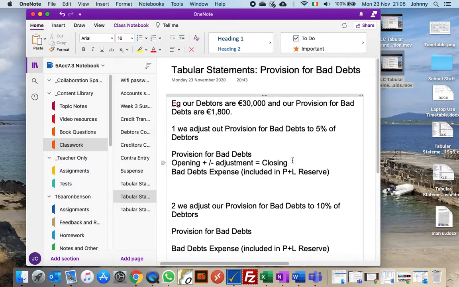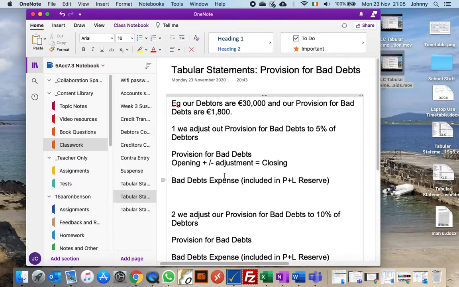Okay, so how does that work out in this case? So we have an opening provision of 1,800. We need to look at what our closing figure is going to be, and then we'll be able to work out what our adjustment is. Okay, so if I have a look at this, we want to adjust to 5% of debtors. So that means our debtors at the moment are 30,000, 5% of that is 1,500. We want our closing figure to be 1,500.